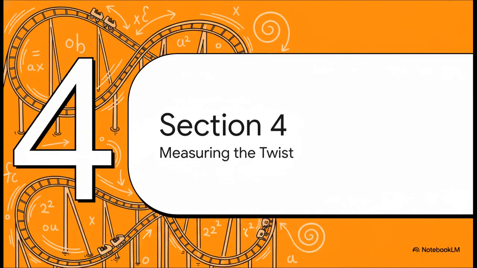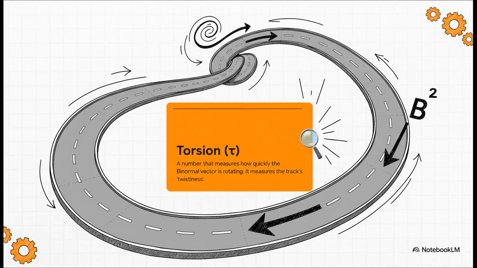But here's where it gets really interesting. Because this frame, this TNB thing, it's not standing still. It's moving and twisting with the coaster. And how it changes? Well, that's where the real magic happens. This brings us to the coolest part, torsion. So what is torsion? Well, it's basically just a number represented by the Greek letter tau that measures how fast our little frame is twisting around. Specifically, it's tracking the rotation of that binormal vector, B, the one showing the tilt. So if the track is banking like crazy, you've got high torsion. If it's staying flat, torsion is 0. It's literally a measure of the track's twistiness.